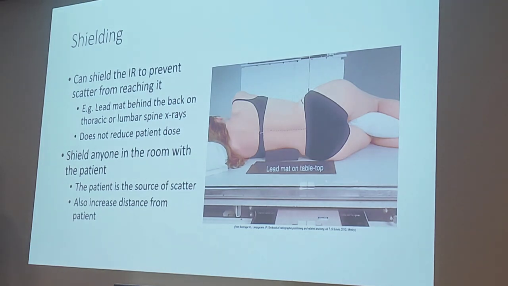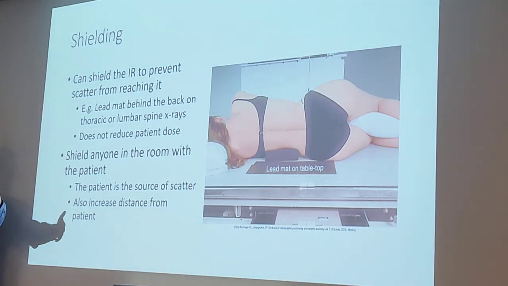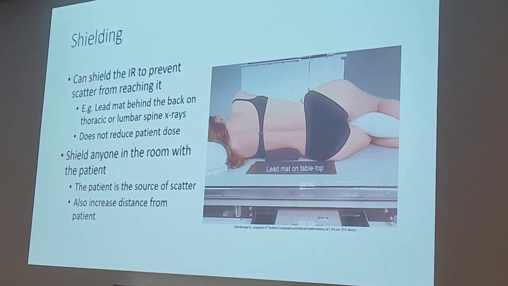Distance, increase your distance from the patient, less scatter will reach you because of the inverse square law. You can hide behind the wall, but normally you're supposed to be in the room with the doctor. I'm in the room. You go to the floor, there's that wall right there. You should be directly accessible by the doctor, not on the other side of the window.